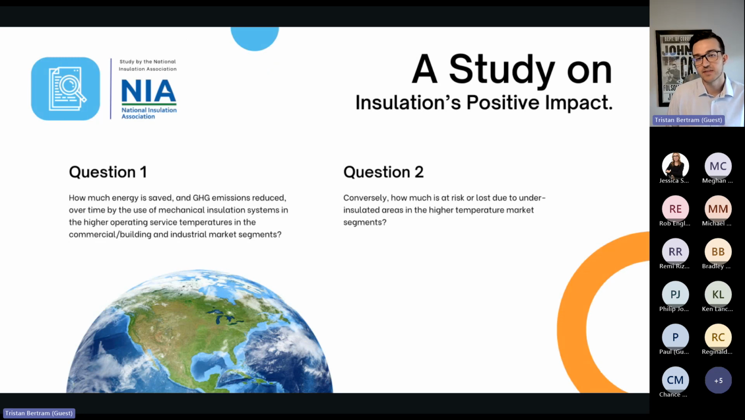So two main questions were asked in the study. Number one, how does mechanical insulation contribute to energy savings and long-term reduction in greenhouse gas emissions within commercial and industrial sectors? And number two, how much is at risk or lost due to under-insulated areas?